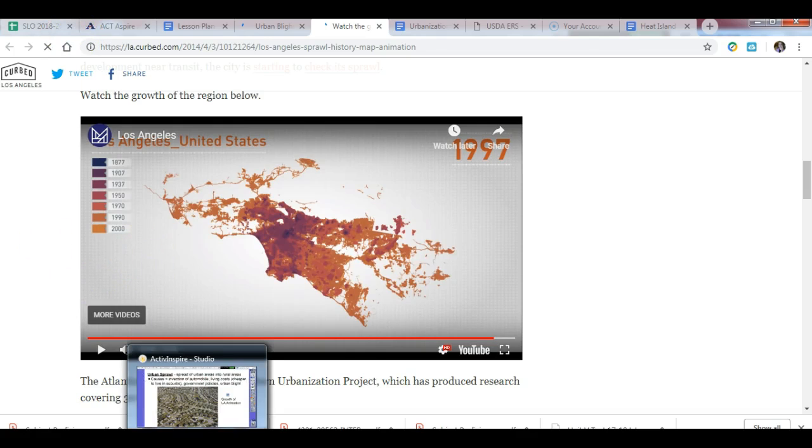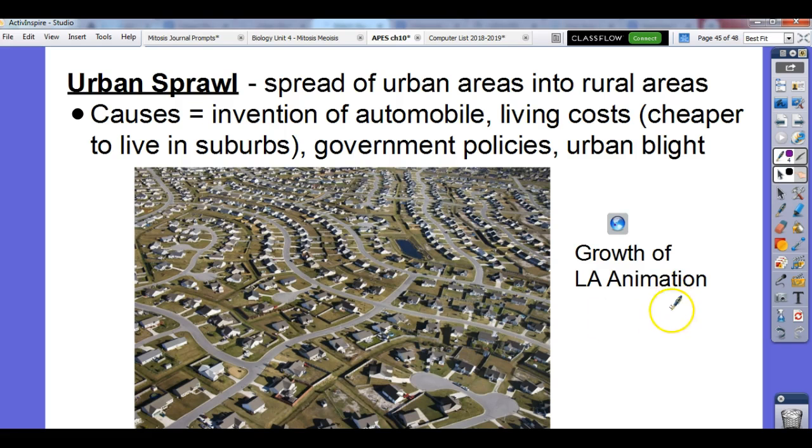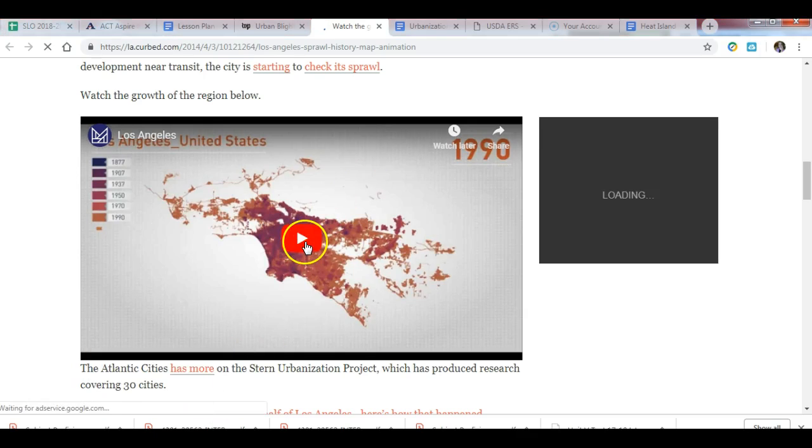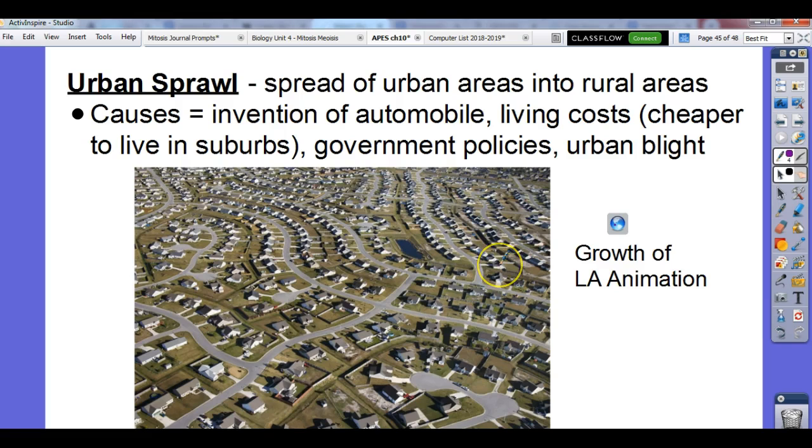So, all right, while we're waiting for this, let's just write down the definition then. What the heck is urban sprawl? Urban sprawl is the spread of urban areas. They spread out, and they spread out into other suburban areas. What causes this? Well, we have the invention of automobiles, or of cars. And because we have cars, we can move further out away from the city because we don't actually have to walk everywhere. And so the city areas can spread out a little bit more.